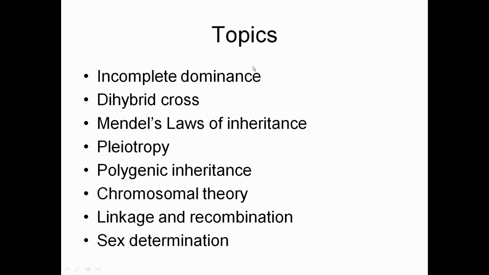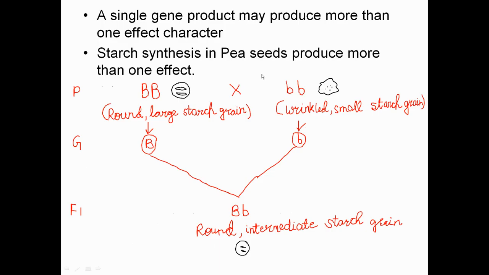Topics which are being covered in this tutorial are incomplete dominance, dihybrid cross, Mendel's law of inheritance, pleiotropy, polygenic inheritance, chromosomal theory, linkage and recombination, and ultimately sex determination. First of all, we need to understand the concept of incomplete dominance. However, we have discussed it in a previous tutorial as well.